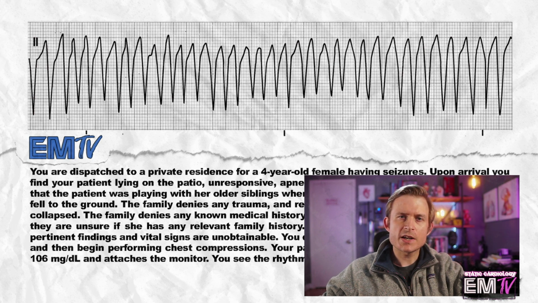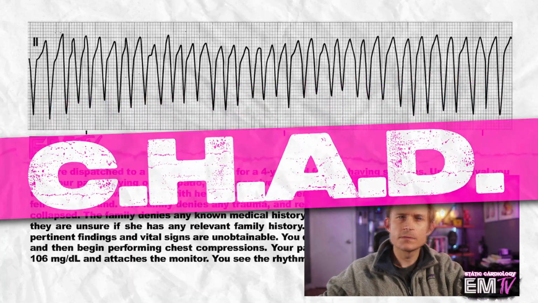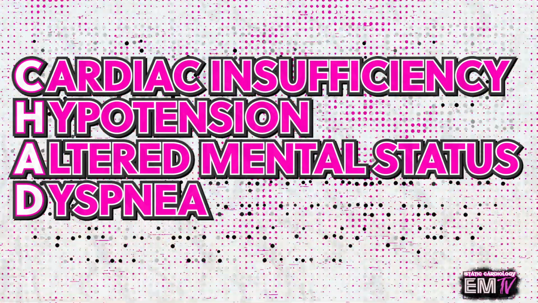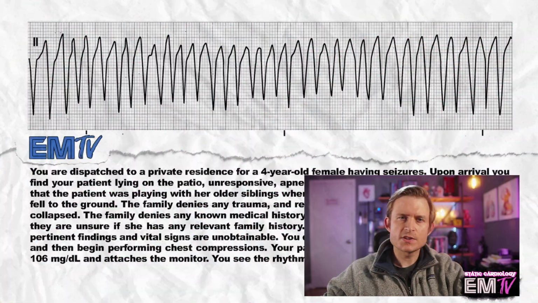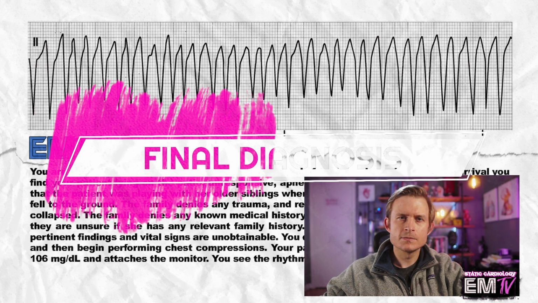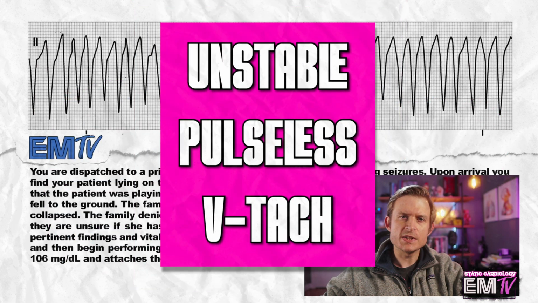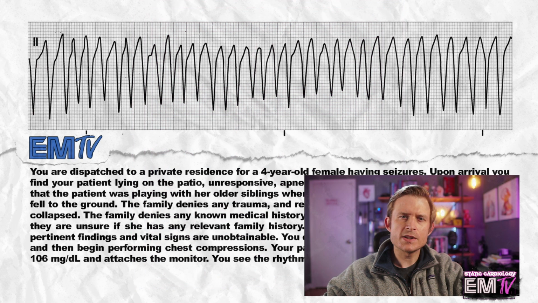To be successful in static cardiology, not only do you have to identify the rhythm correctly, but you must treat it appropriately. Part of appropriate management is the determination of whether or not this patient is stable or unstable. For my unstable criteria, I use the acronym CHAD. And this, of course, stands for cardiac insufficiency, hypotension, alteration in mental status, and dyspnea. Based on this patient's current presentation, my final diagnosis for static cardiology is an unstable pulseless VTAC. Let's go ahead now and move on to the treatment.